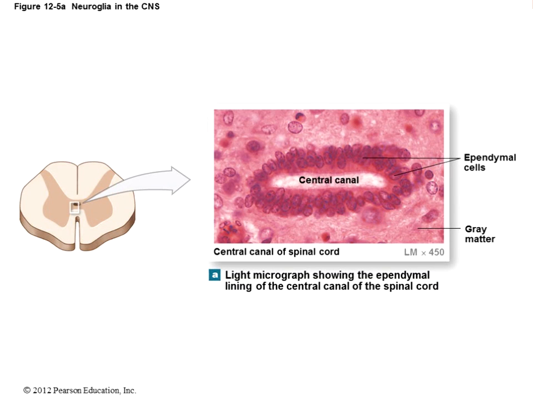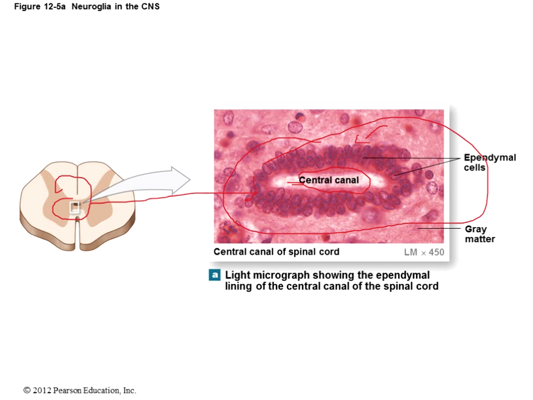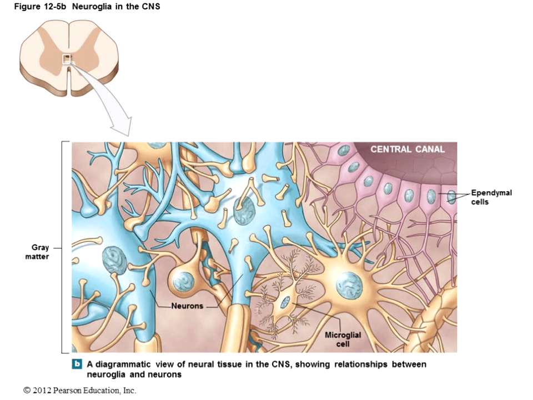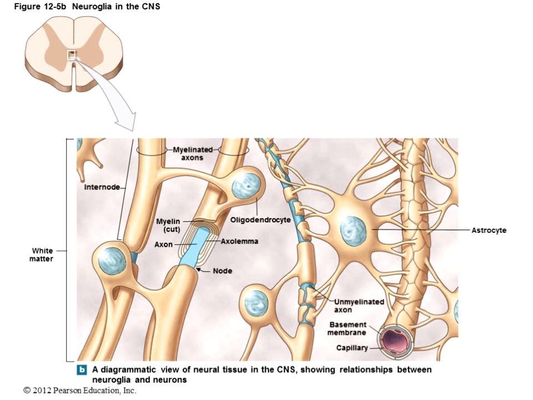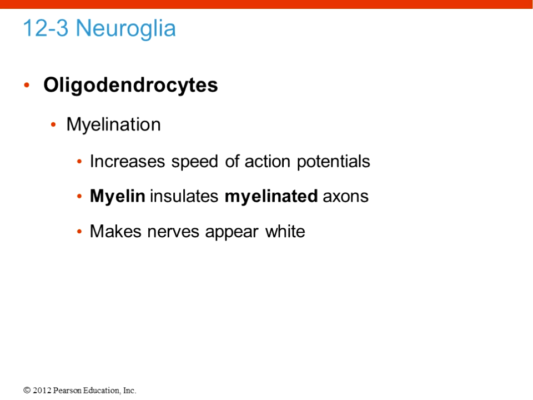Third type, and here's a nice shot also of an ependymal cell. You can see this is the central canal of the spinal cord here. If you look over here, you can see here's where all the CSF is going, and it's produced by these ependymal cells, which you can see right there. Okay? All right.